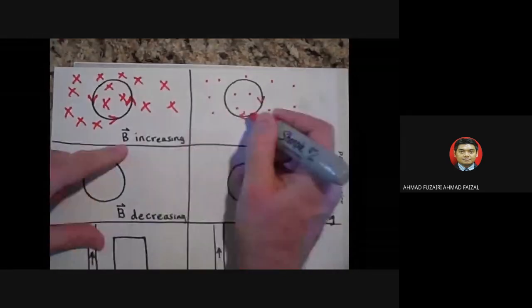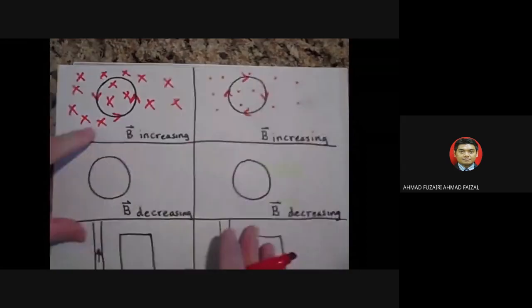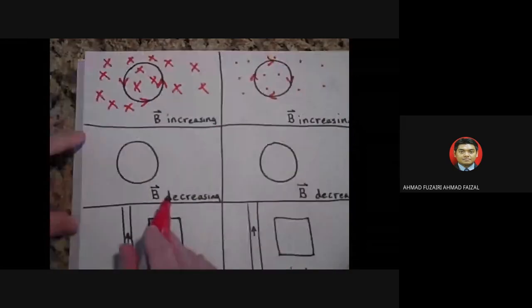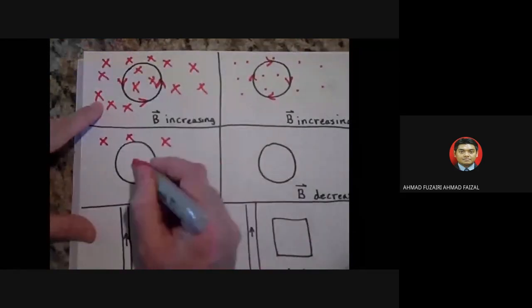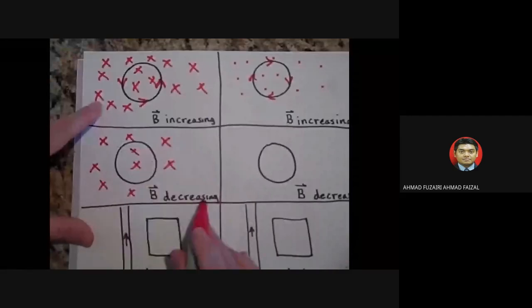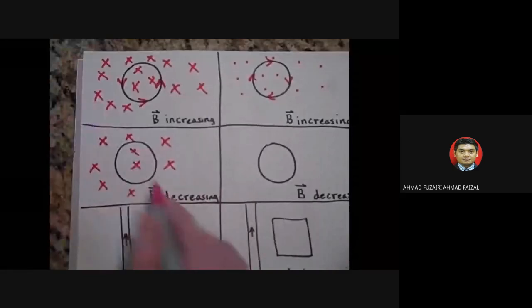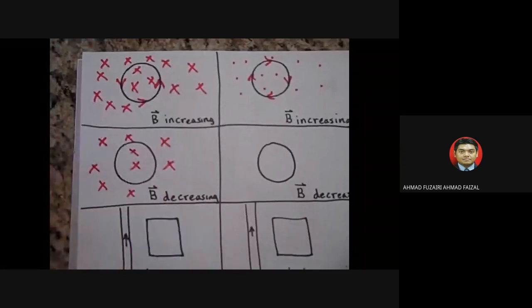Next one. Let's have this be X's. And now it's decreasing. The fact that the X's are decreasing inside, and it only cares about inside, means it's going to try and make dots. And so to make dots, it's going to go this way.